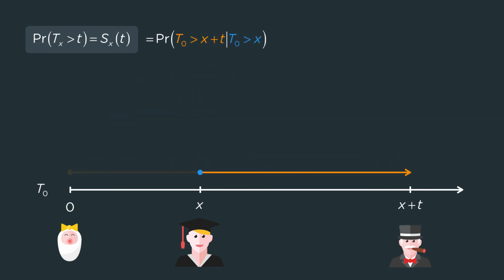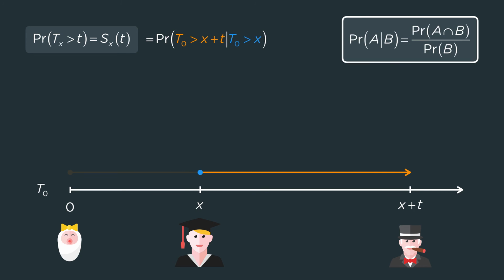Now we've rewritten the survival function for age x surviving t years as a conditional probability. Since we wrote this as a conditional probability, use the conditional techniques from probability. Recall the probability A given B equals the probability A and B divided by B's probability. What is A and B here? A can be the probability T sub 0 exceeds x plus t. B can be the probability T sub 0 exceeds x.